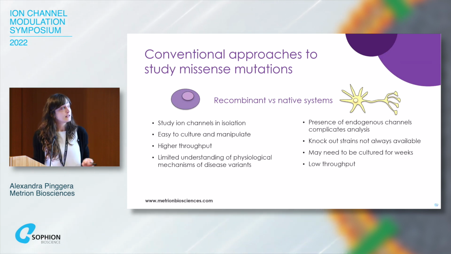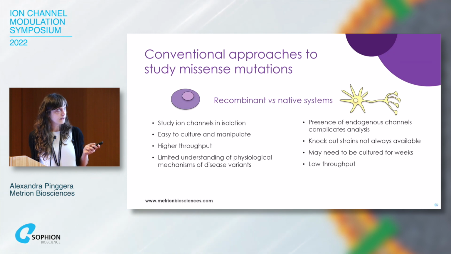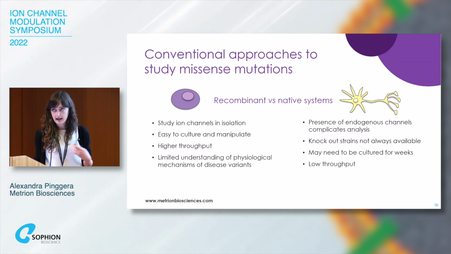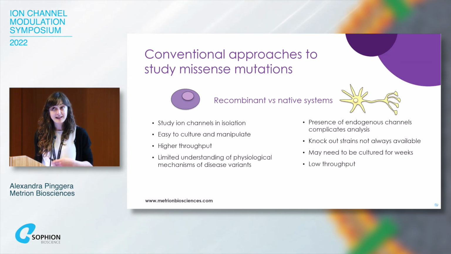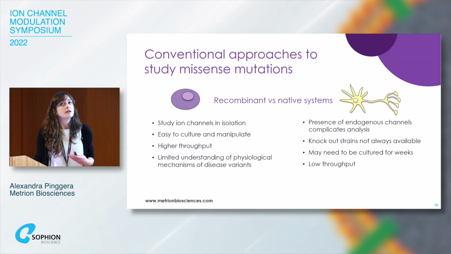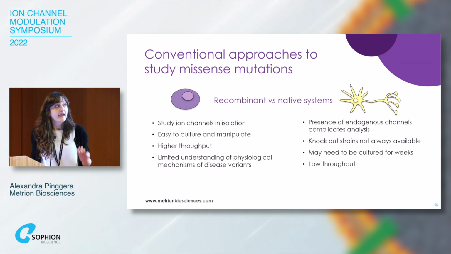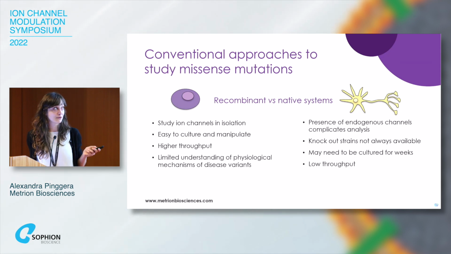So for that reason, it would be much better to reconstitute such variants in their native system, like in our case, cultured cortical neurons. But neurons are much harder to work with. They need extended time in culture, and they're also harder to manipulate. And for many ion channels, suitable knockout strains are not even available. And in our case, where we often have to screen tens of mutations quickly, this is unfortunately not the right system.